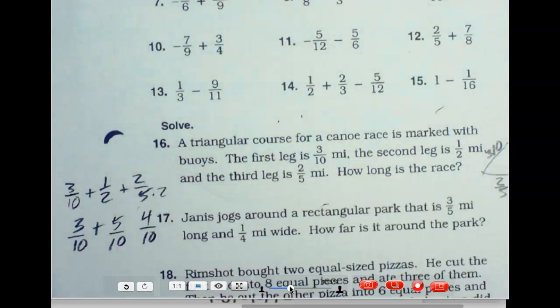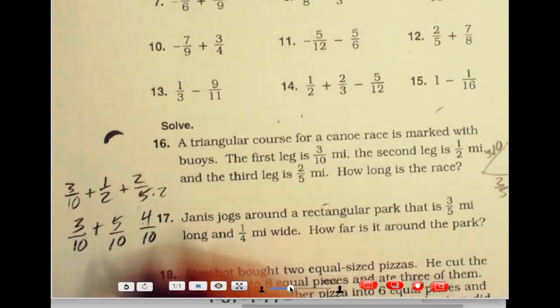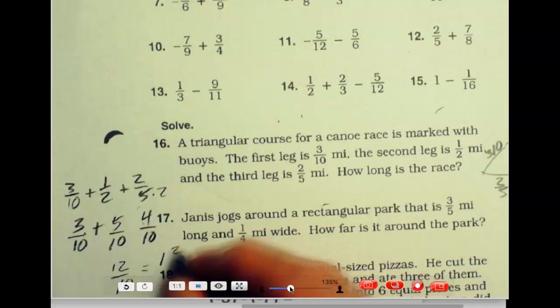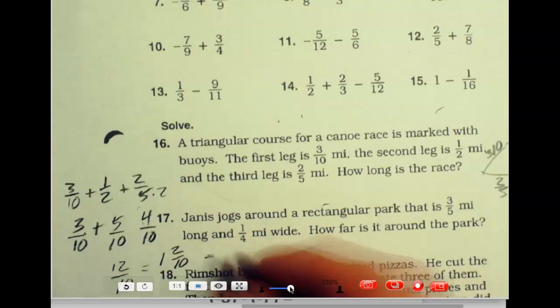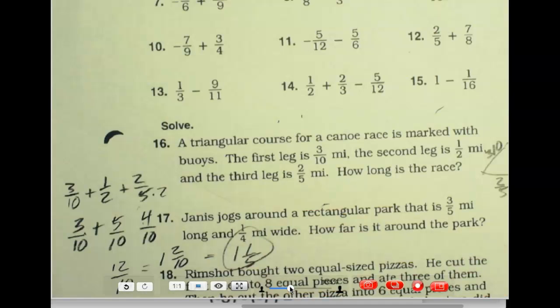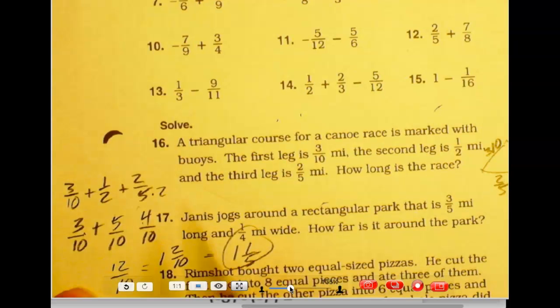So I add those all up. I have 3 plus 5 is 8 plus 4. This is equal to 12/10, which is the same as 1 and 2/10, which is the same as 1 and 1/5. Of course, it's positive because we're talking about distance here. And all the fractions were positive. So that's straight up 1 and 1/5. And that looks like that is S. So for number 16, we'll just put in an S.